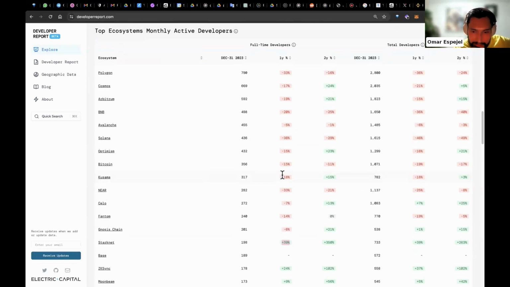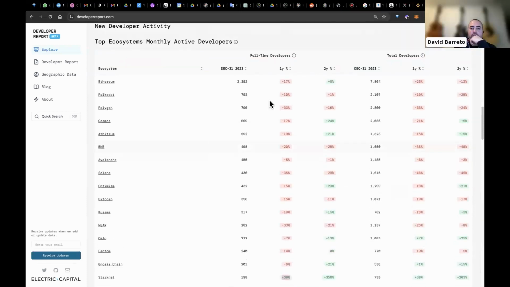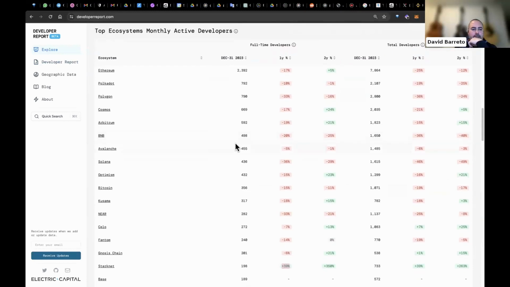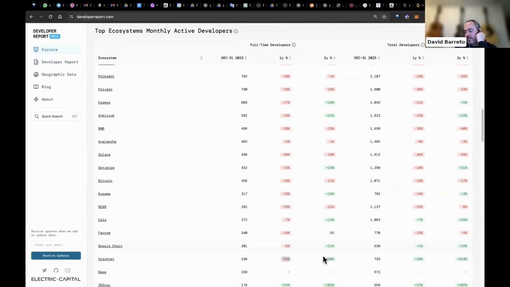We're in a good place where we are growing. It doesn't matter if it's a bull market or a bear market. It shouldn't matter for us. We just want to build, and here it is. Yeah, those were really impressive numbers. I think Starknet has something like a 1,000% increase since 2020, crazy. And how many full-time developers? Almost 200, 198. This is very cool.